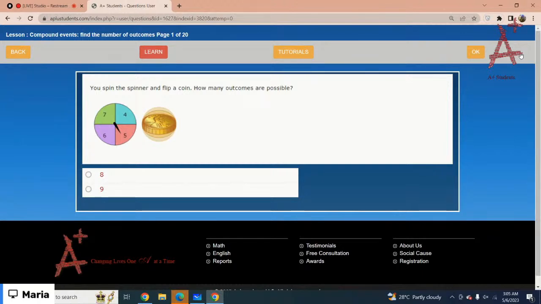4 times 2 makes 8. That means the total possible outcomes are 8. Got it? So the correct option is 8.